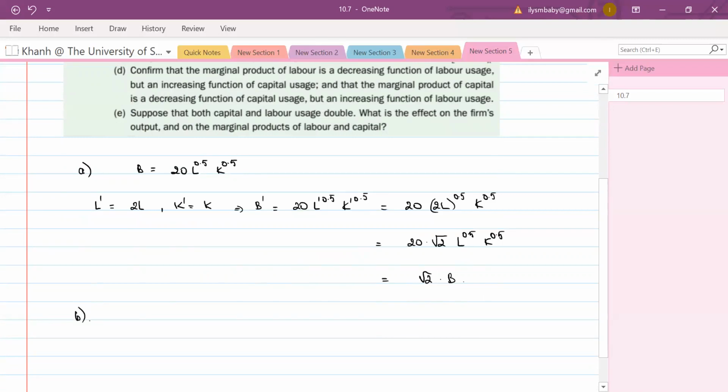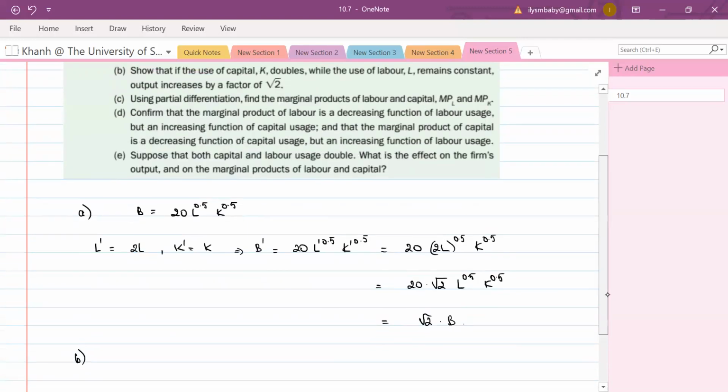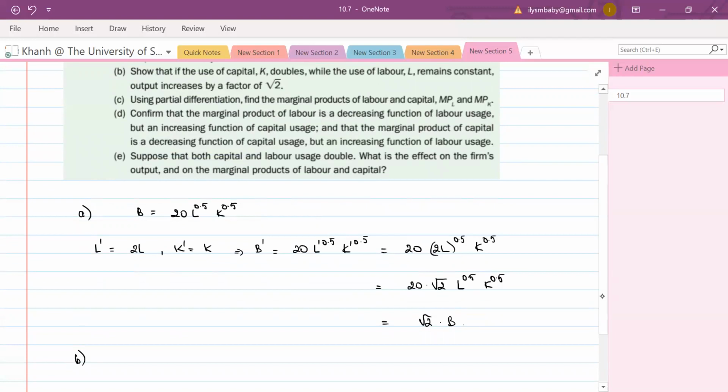Okay, so part B asks you to show that if the use of capital doubles while the use of labor remains the same, output again increases by a factor of square root of 2. Again, it's straightforward. So I got L equal to L. However, K dash is now, so I say L double dash, okay? And K double dash now becomes 2K. And I want to see how that is going to affect output B.